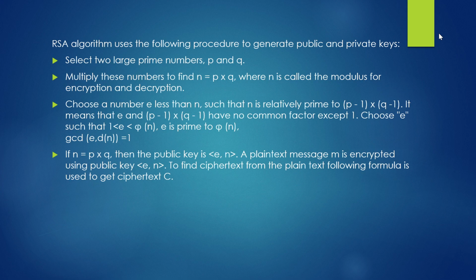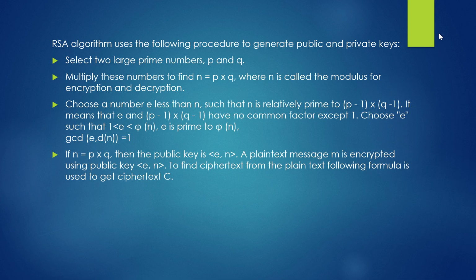The RSA algorithm uses the following procedure to generate the public key and private key. Select two large prime numbers p and q. Multiply these numbers to find n equals p times q, where n is called the modulus for encryption and decryption. Choose a number e less than n such that e is relatively prime to (p minus 1) times (q minus 1). This means that e and (p minus 1)(q minus 1) have no common factor except 1, such that 1 is less than e less than phi of n. e is relatively prime to phi of n. The GCD is given by this.